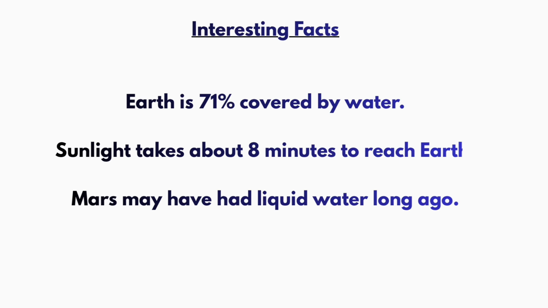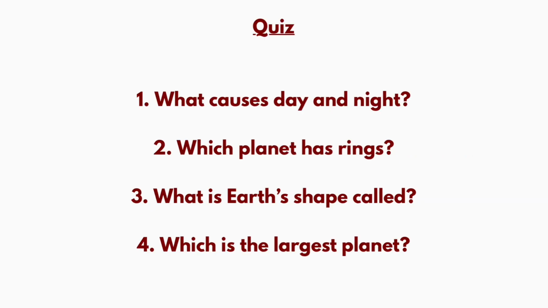So Earth's crust is broken into huge tectonic plates. So their movement causes earthquakes and forms the mountains. So plates float on the semi-liquid mantle.